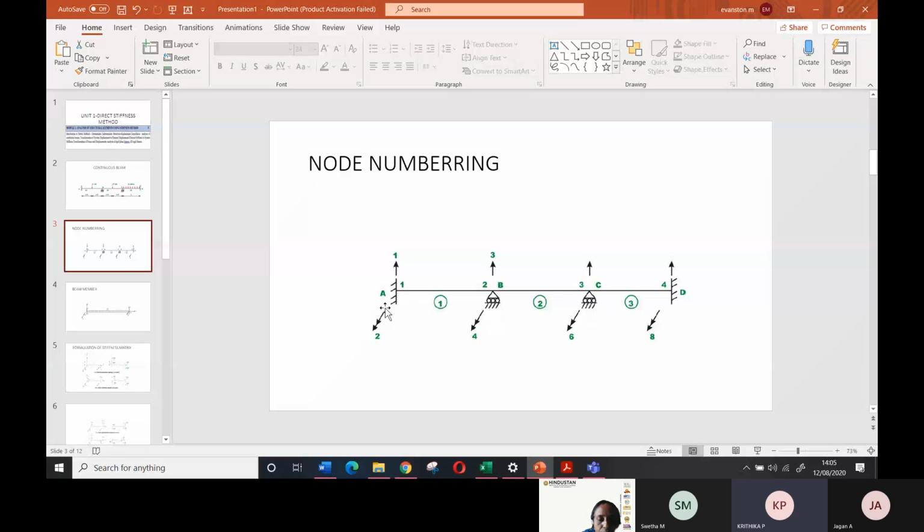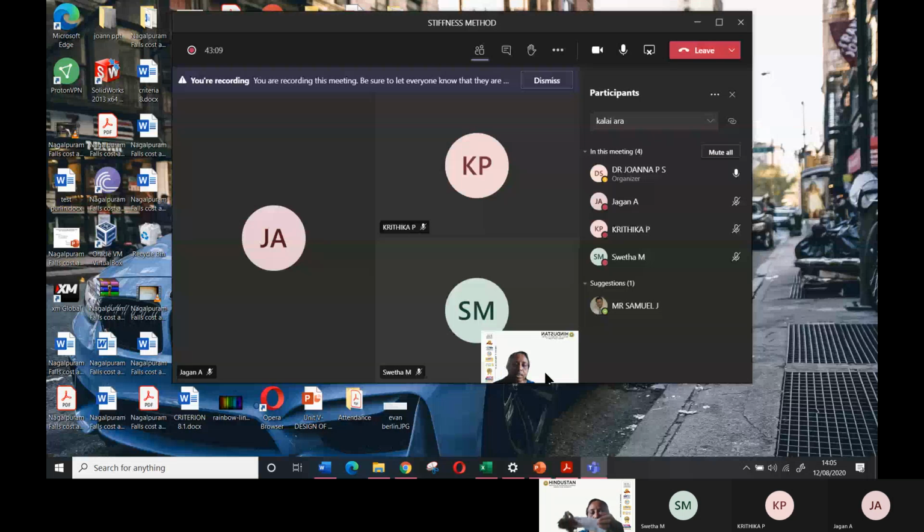Fixed support. Restrained. Just now I have shown with the pen. Fixed support means, I'm holding this paper like this, it can't rotate at the end. Maybe in the middle it may deflect, but at the end it can't. The same paper, if I'm keeping it like this, the end also will try to rotate.